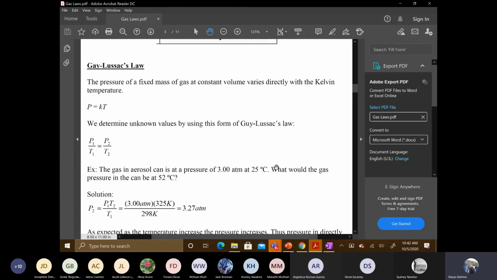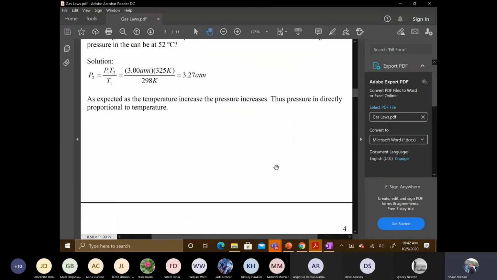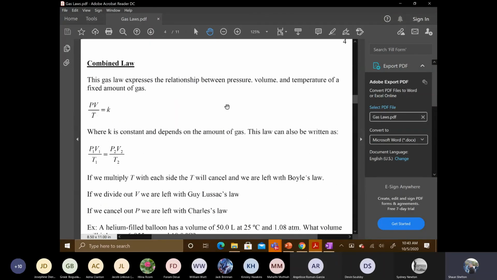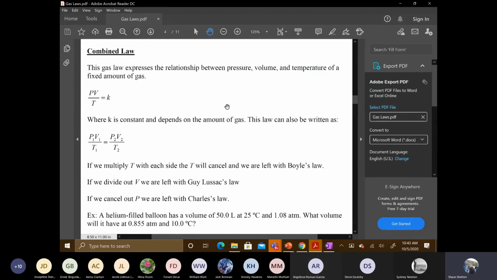All right, so moving right along here, there is a problem here that you guys can work with. So make sure you look at that as you pay attention to notes. So the last thing I want to do here today is talk about the combined gas law, all right? So this gas law expresses the relationship between pressure, volume, and temperature. Now, what we just did in the last three gas laws is we focused on just two of them. So pressure and temperature, or pressure and volume, or volume and temperature. So we looked at the three different ways that you can do that using Guy-Lussac's law, Charles' law, and Boyle's law.